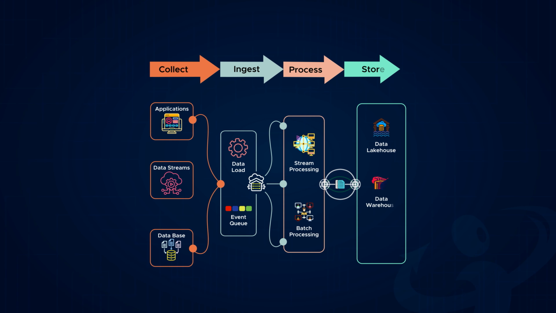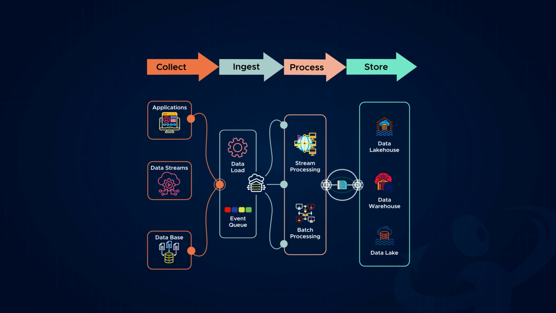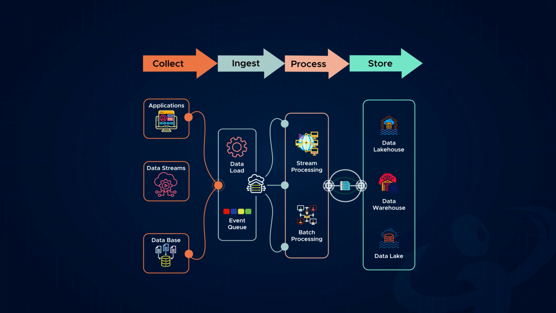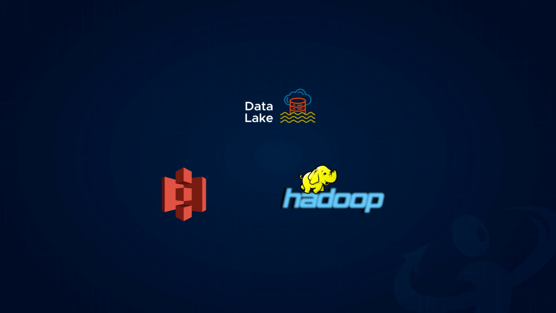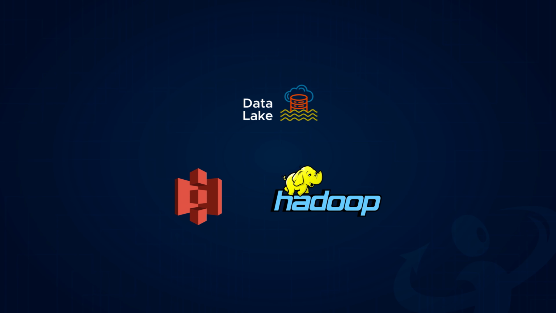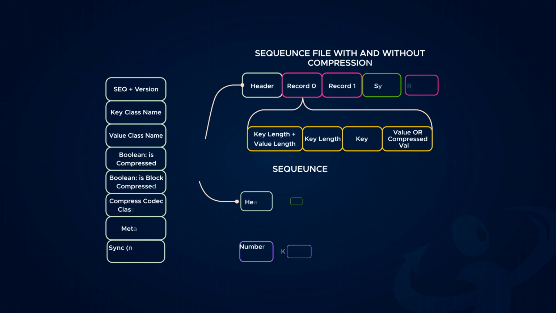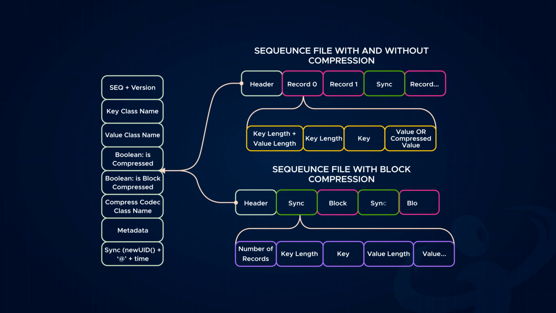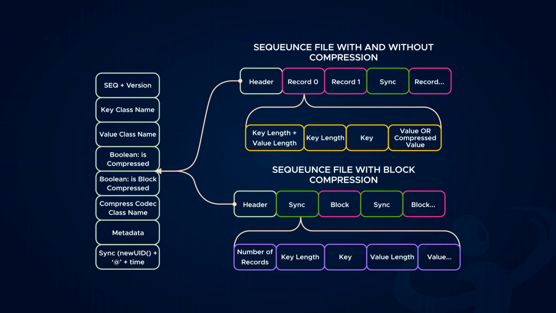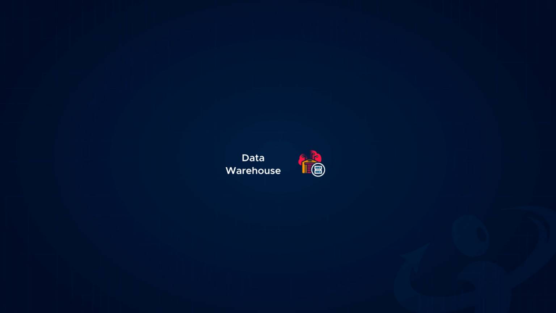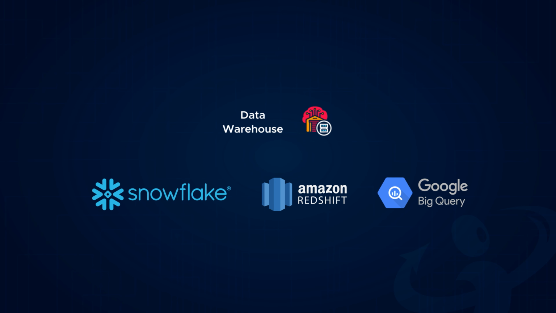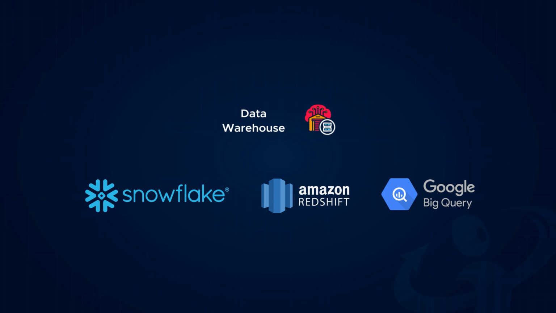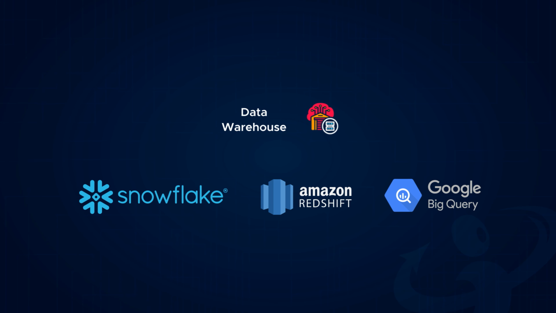Once processed, data needs to be stored efficiently for future use. There are 3 primary storage solutions. Data lakes, for example Amazon S3 and Hadoop HDFS, store both raw and processed data. Data is often stored in formats like Parquet or Avro, which are optimized for large-scale storage and efficient querying. Data warehouses, for example Snowflake, Amazon Redshift, and Google BigQuery, store structured data optimized for fast analytics and reporting.